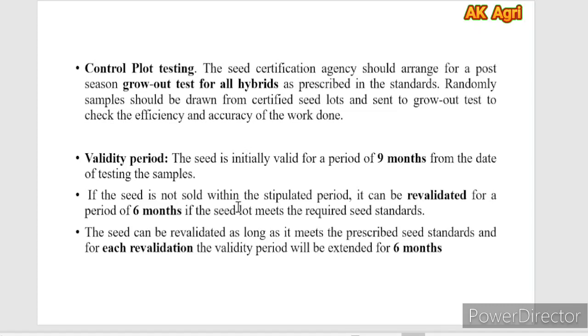Once again, they will check the quality parameters. If the seed conforms to the required seed standards or quality parameters, then the certificate will be extended up to 6 months. That is the revalidation period of up to 6 months. The seed can be revalidated as long as it meets the prescribed seed standards, and for each revalidation, the validity period will be extended up to 6 months.